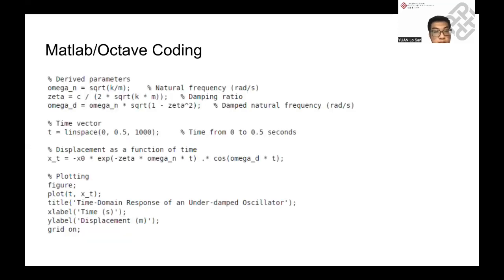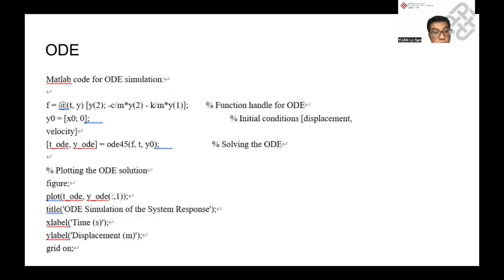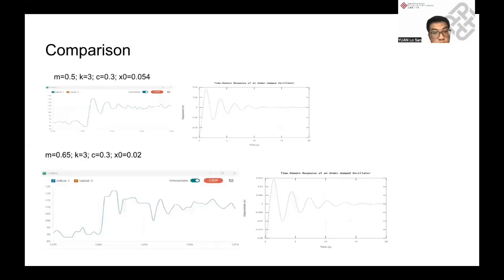We can use the MATLAB code to plot the graph of our time domain position response. Also we can use the MATLAB code to compute the ODE and then plot the graph. The graph from the ODE is the same as the graph of the time domain position response. The graph from MATLAB is similar to the graph recorded by the Arduino sensor.